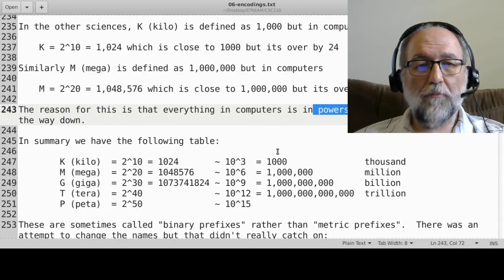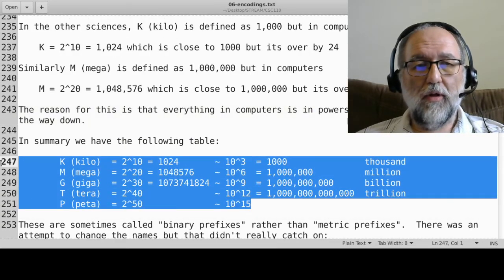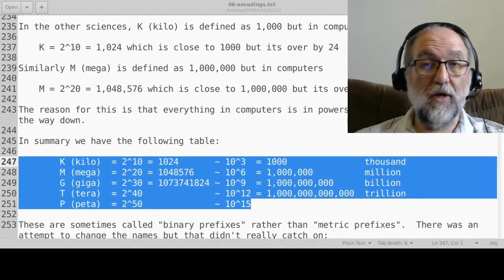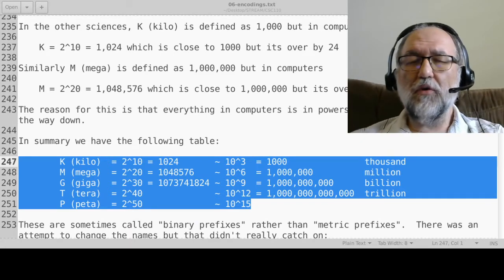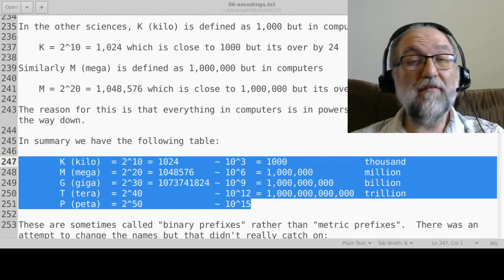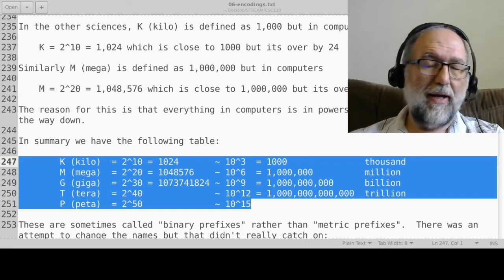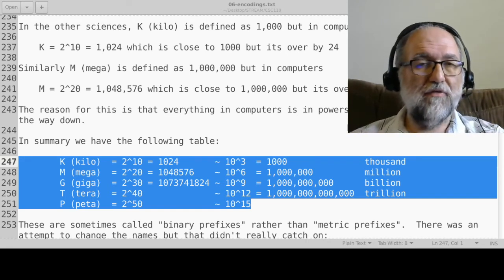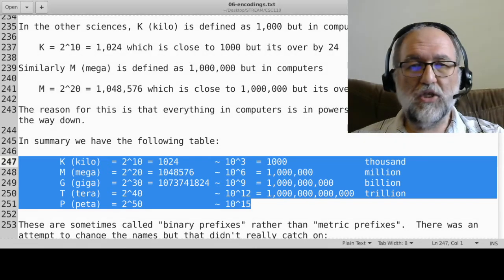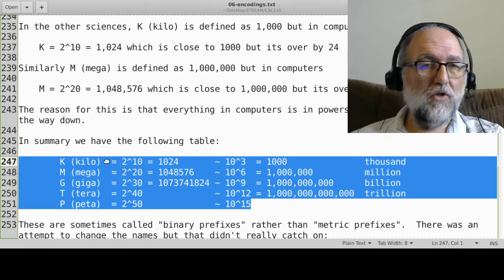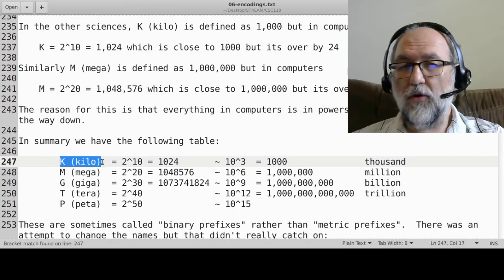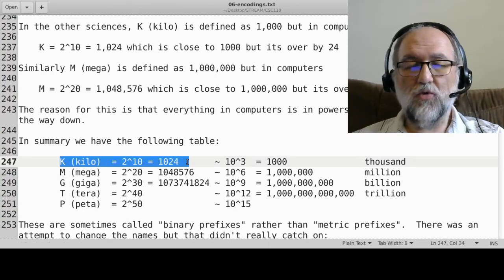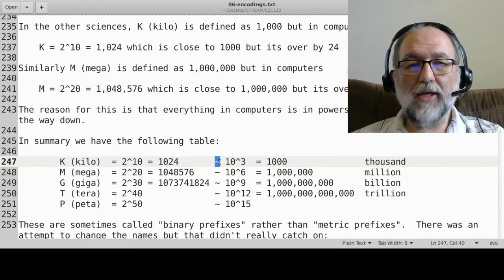All right, now here's a table for all the metric prefixes that you're going to need in this course. And I don't know if you'll need anything bigger than peta in your lifetime, but you might, depending on how big information gets in the future. And so let's go through each of the lines here. So kilo, all right? Kilo here in computers is 2 to the 10, and that's 1,024. That is approximately, that little tilde there means approximately.